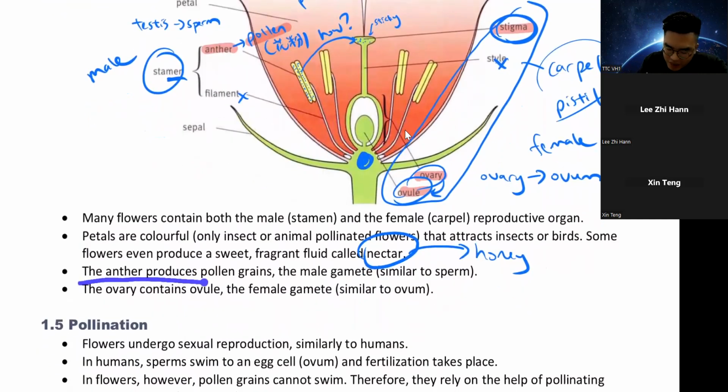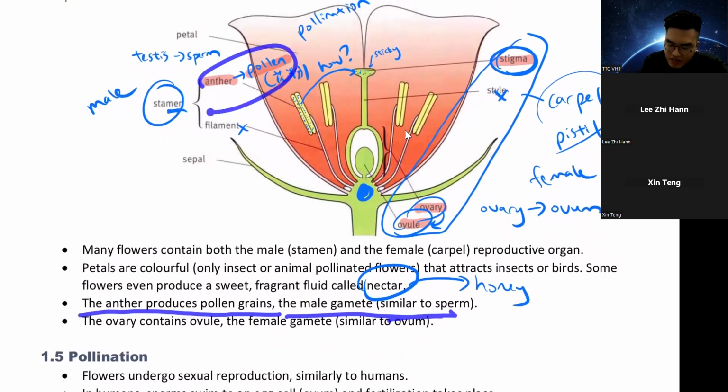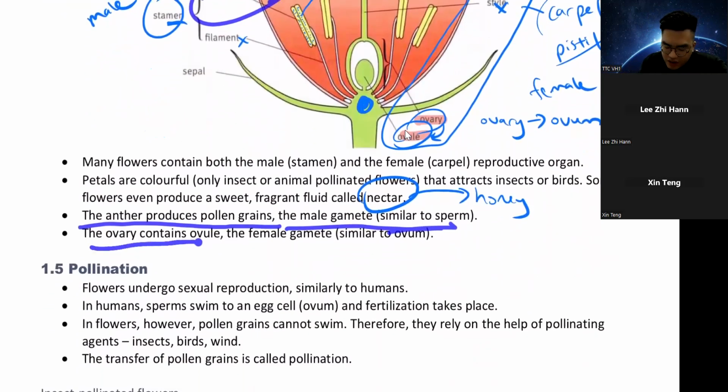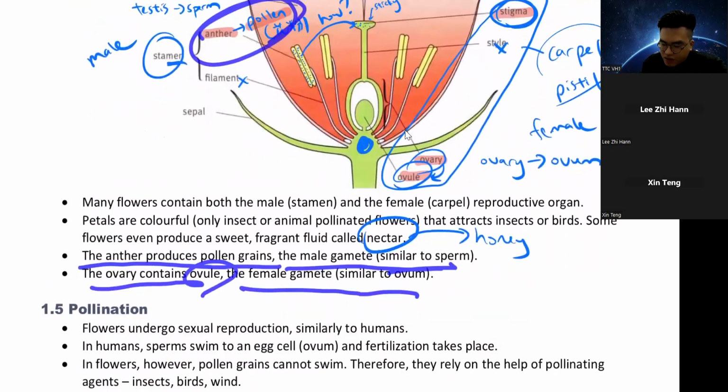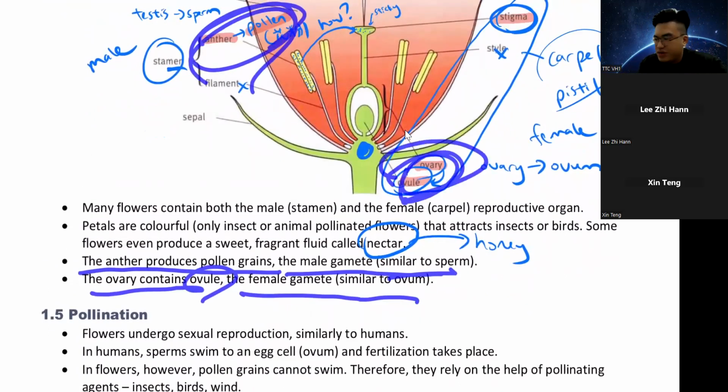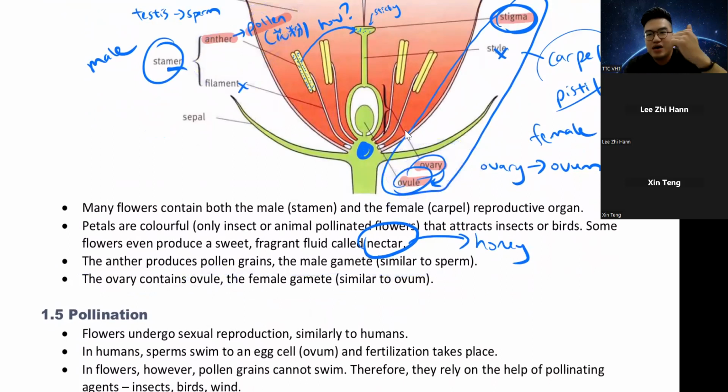Okay, so the anther produces pollen grain, the male gametes, similar to sperm, like I said just now. The ovary contains ovule, the female gametes, similar to ovum. These two are very important, I highlighted them for you already. So they will combine to form a fruit, a seed, a baby. You know, fruit is a baby, right? Seed is a baby, right? Because when you plant a seed, it grows into another tree.